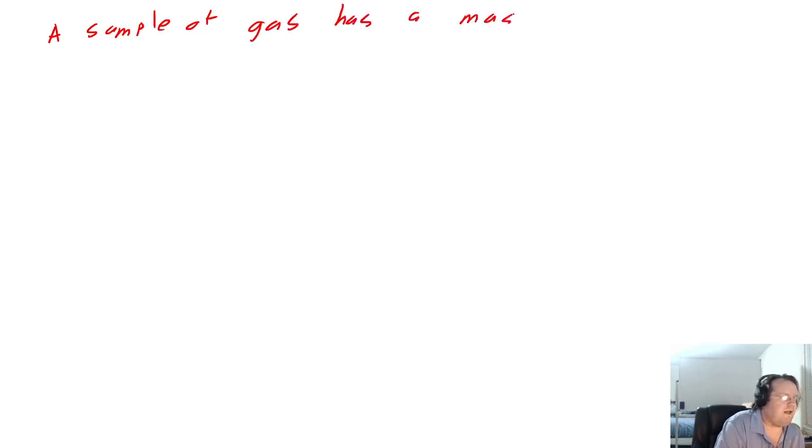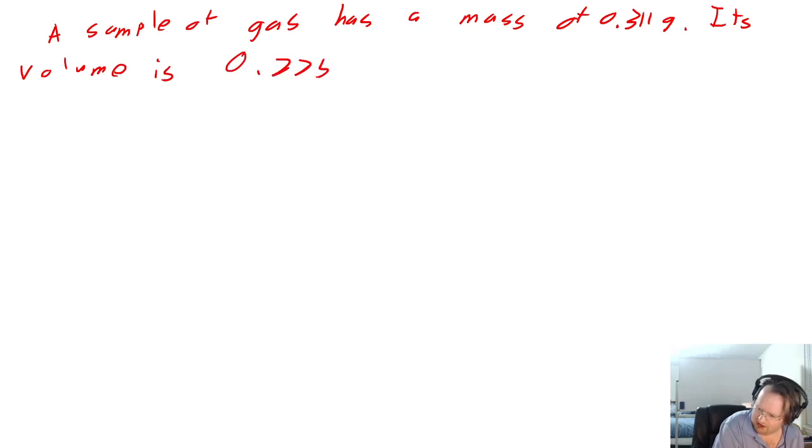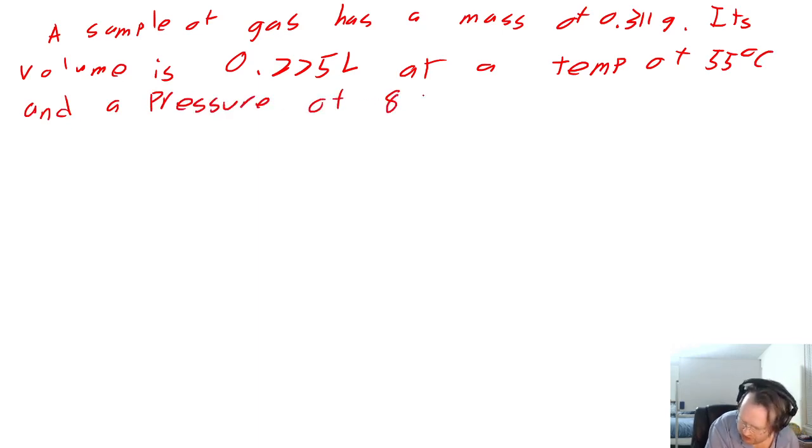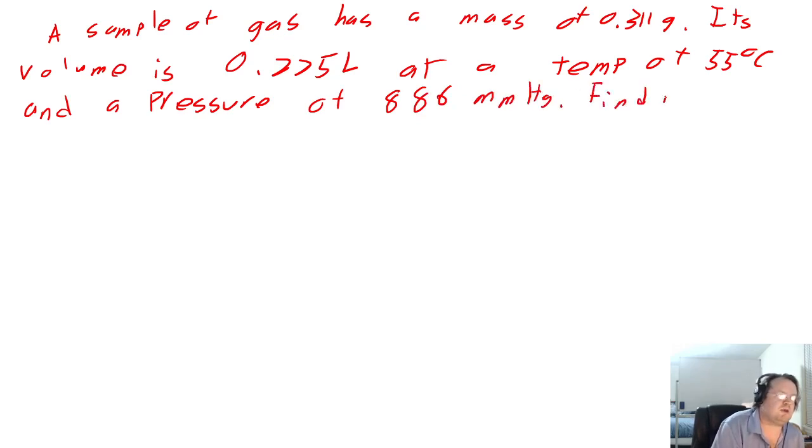So let's say we know this. A sample of gas has a mass of 0.311 grams. Its volume is 0.225 liters at a temperature of 55 degrees Celsius. And a pressure, these problems we have to tell you all kinds of variables as you notice, and a pressure of 886 millimeters of mercury. Find its molar mass.